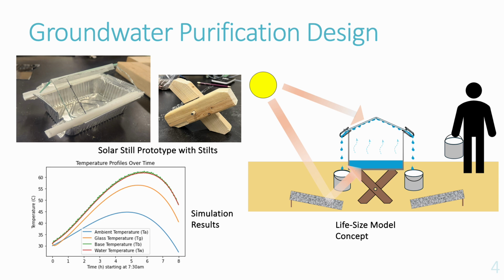Simulations were also performed to determine how closely experimental results aligned with predicted ones. This included determining the temperature of the glass, water, and aluminum throughout the day, as well as how much clean water is predicted to be collected. These simulations can be used further to determine the amount of clean water our design would produce for the community if we were to build a life-size model.